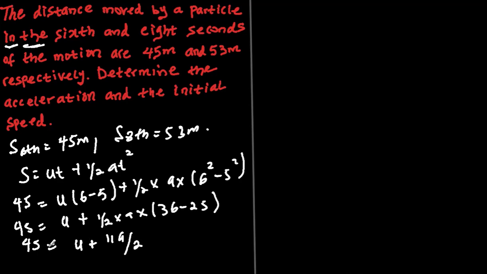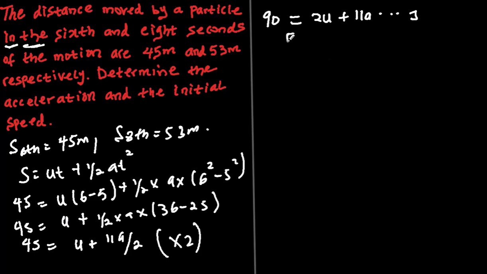So multiply all through by 2 to cancel out the fraction. So we're going to have 45 times 2 is 90. Multiply all through by 2, right? So that you can get what I'm saying. So 45 times 2 is 90. u times 2 is 2u. 11a over 2 times 2 is 11a. So let's call this equation 1.